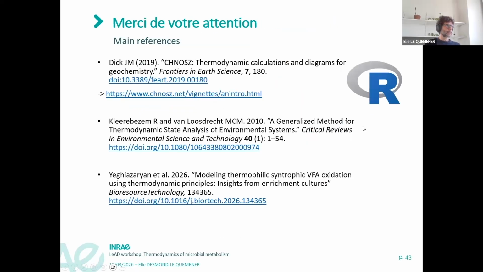And that's it. So these are just the main references. This is the Schnoss package and the link to the introduction page. The paper from Claire and von Utrecht. And this paper we just published, I think it's interesting if you want to implement the thermodynamic inhibition and the yield calculation in a classic ADM1 framework, because with the paper, we give the code where you have everything. So you can use it. It's probably not available today, but it should be next week or the week after.